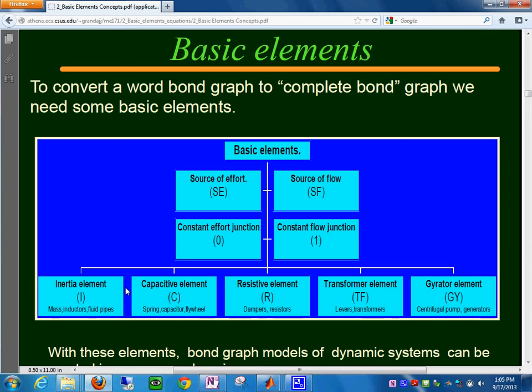Okay, let me do this. We need to establish what kind of elements we count on to do these simulations. How can we get the connections done correctly? It has been discovered that with 9 elements, you should be able to do everything.